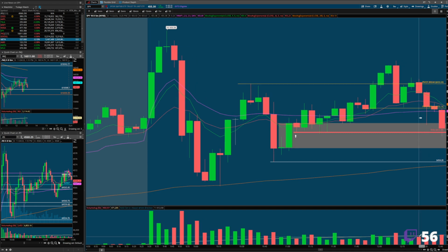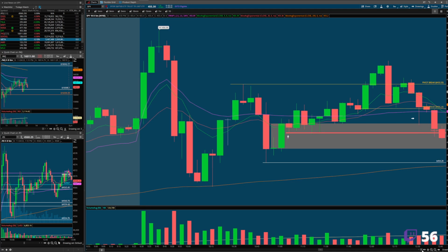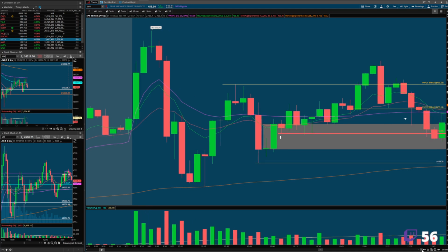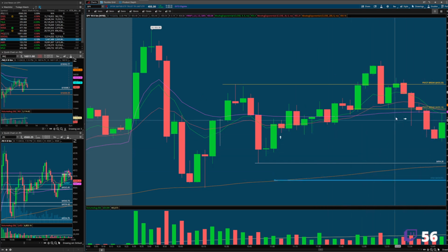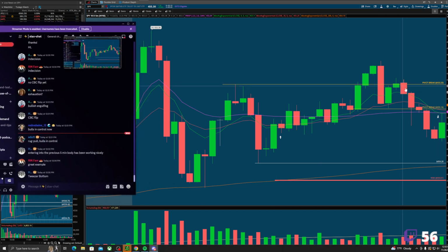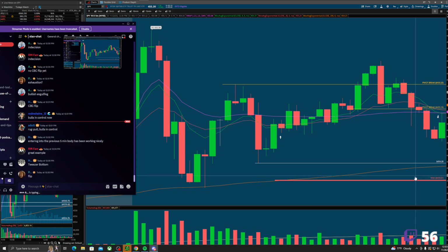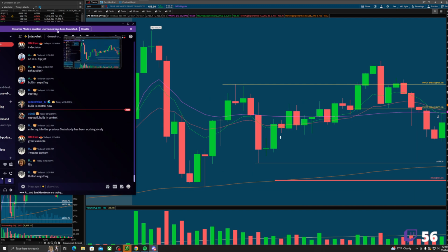You would be scaling more under 455 and more, right? And then what happens there? Hold on, let me move this out of the way. What happens here? Right here. Tweezer bottom, okay? What happened on this green candle? A flip. Candle by candle method flip.